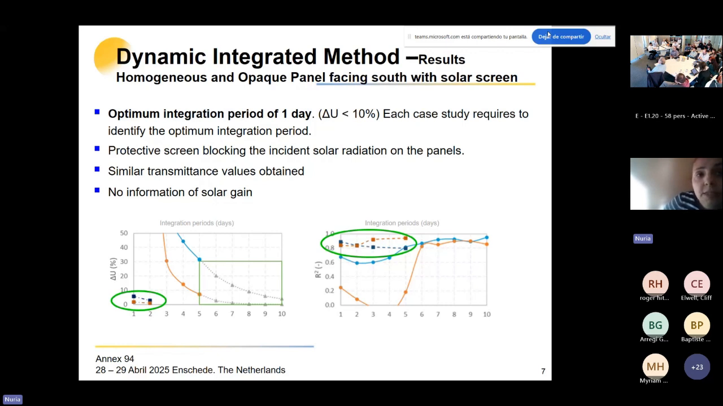In both cases, we have provided reliable results. In this case, what we have done is remove one variable of the energy balance equation, which also means losing partial information of the system, because we are not able to obtain the solar gain from these studies.